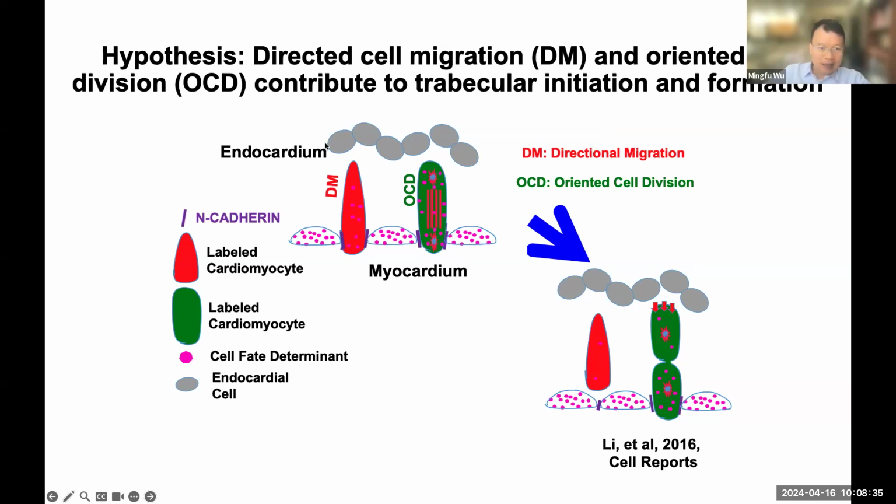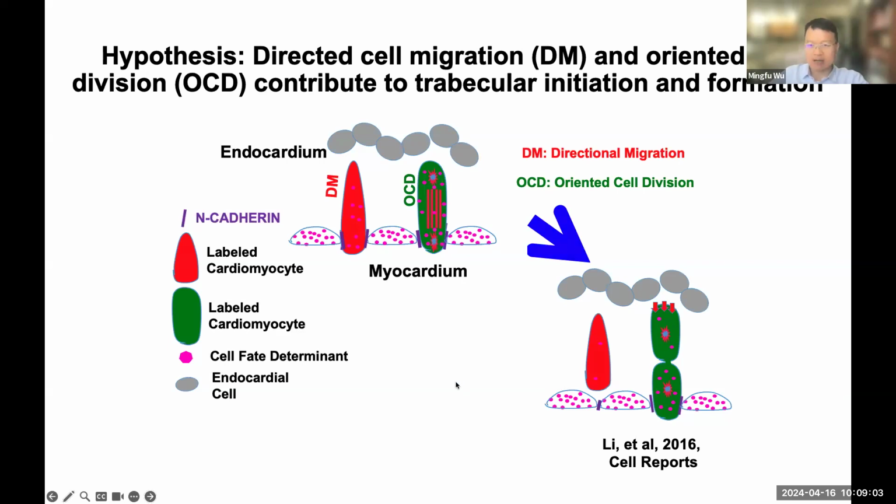So again, here are the endocardial cells and here are the cardiomyocytes. The cardiomyocytes can display perpendicular orientation and only the directed migration to the cardiac jelly to form trabeculae. And also the cells can undergo perpendicular division and send the daughter cells into the cardiac jelly to initiate trabecular formation. This is different from the zebrafish.